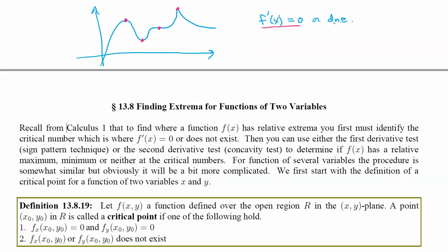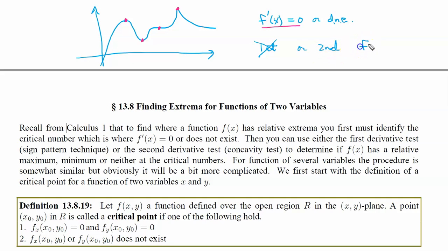Now recall also that once you found the values C that satisfied these equations, you would use either the first derivative test or the second derivative test to determine whether you had a relative max or min at the critical points. In this case, for functions of two or more variables, the first derivative test isn't really going to apply. We're not going to have something analogous to the first derivative test.